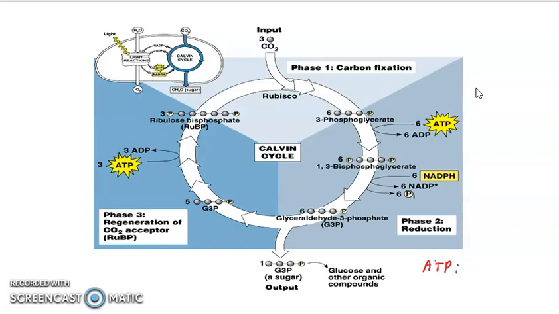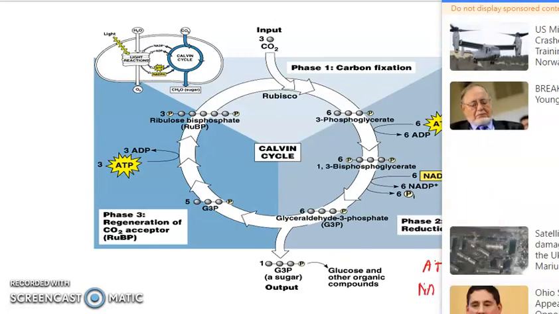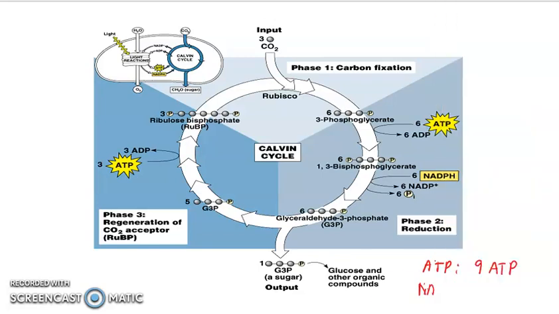So it needs, okay, dekat phase 1 carbon fixation. So dia dah guna 6. Satu lagi adalah pada phase 3, 3. So jumlah keseluruhan ATP yang digunakan adalah 9 ATP. Okay, kemudian NADPH. Okay, so dia akan digunakan, okay, dalam phase 2 reduction. Okay, so ada berapa NADPH yang akan digunakan adalah here lah, 6 NADPH.